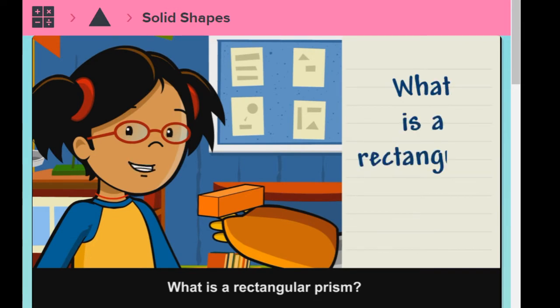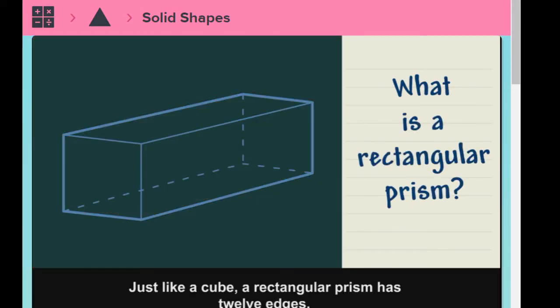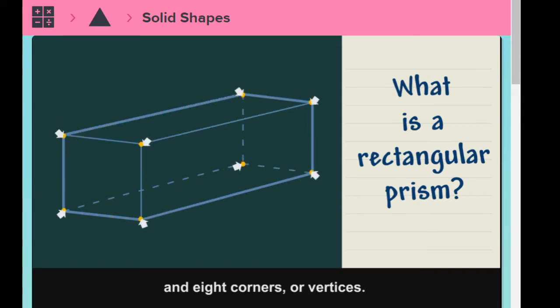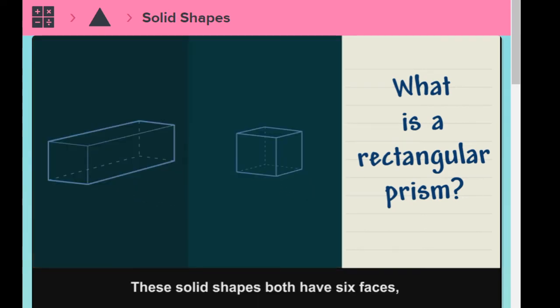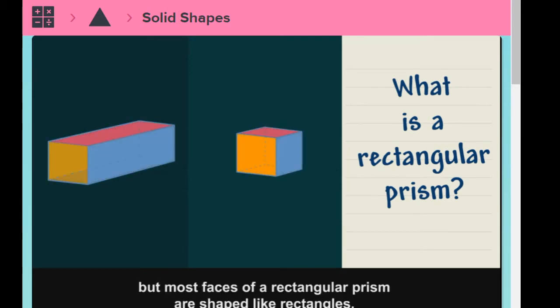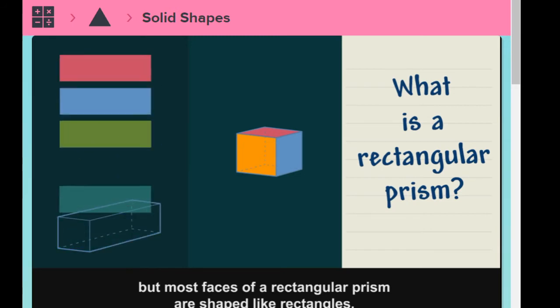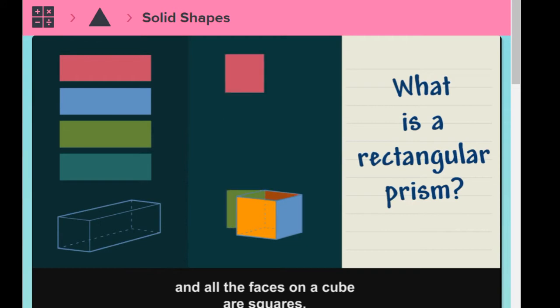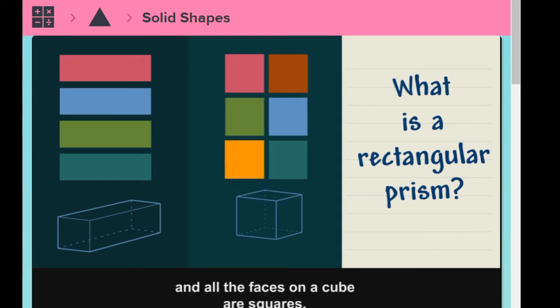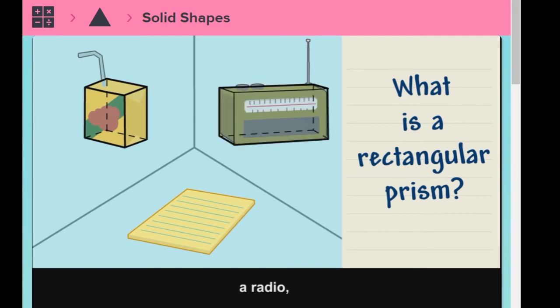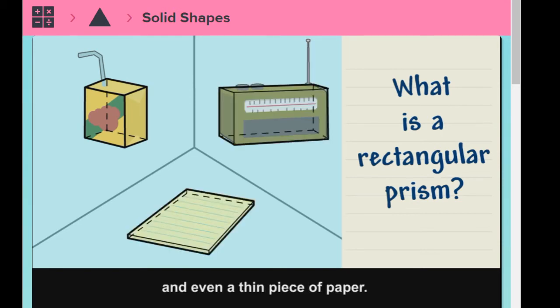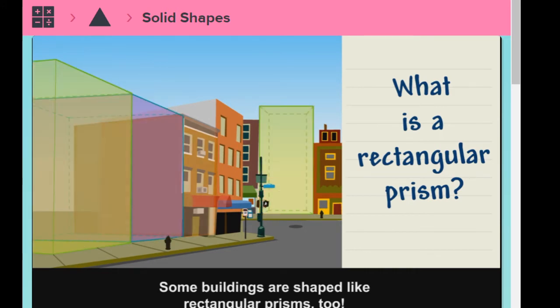What is a rectangular prism? Just like a cube, a rectangular prism has 12 edges and 8 corners or vertices. You're right, Moby. These solid shapes both have 6 faces. But most faces of a rectangular prism are shaped like rectangles, and all the faces on a cube are squares. Tons of things are shaped like rectangular prisms, like a juice box, radio, and even a thin piece of paper. Some buildings are shaped like rectangular prisms, too.